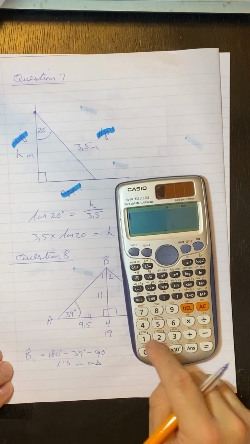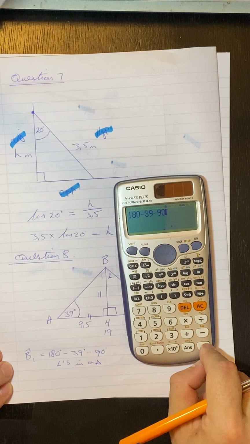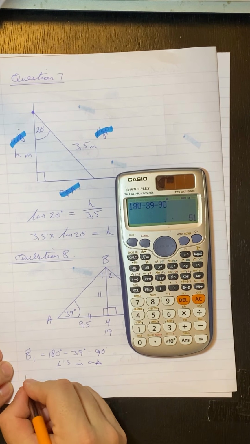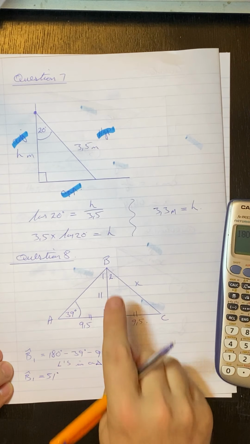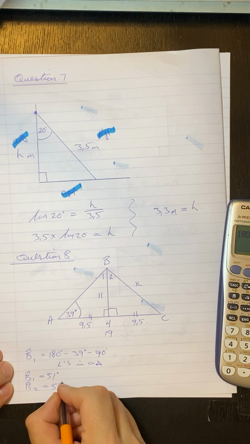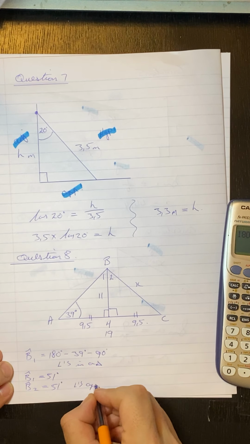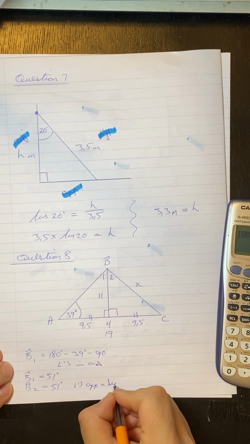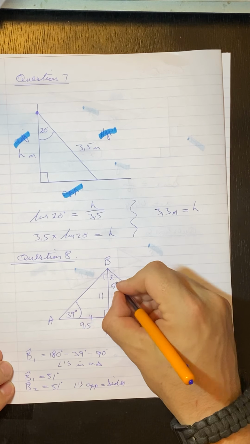Okay, so if we put that in the calculator, we get 51 degrees. That means that B2 is equal to 51, and its angles opposite equal sides. Okay, so now we know that this is 51.